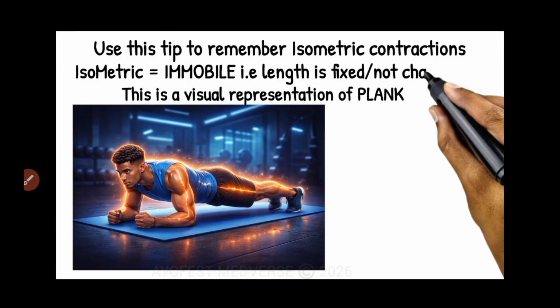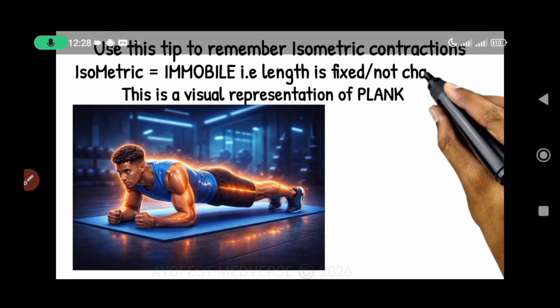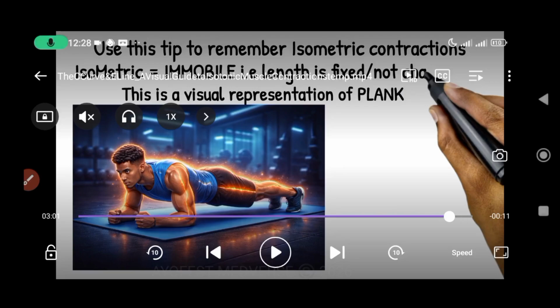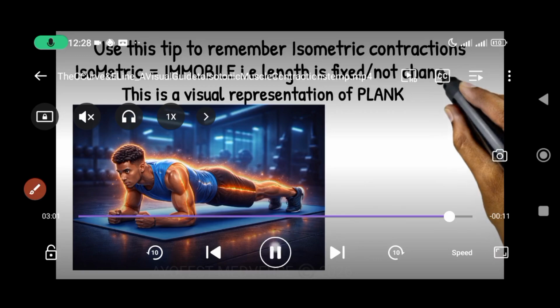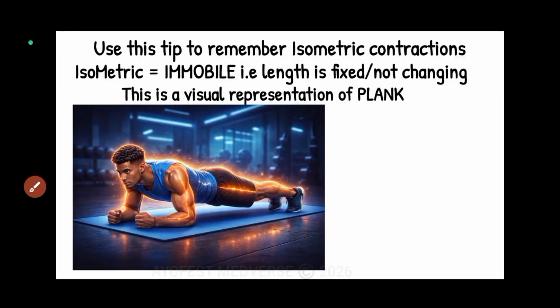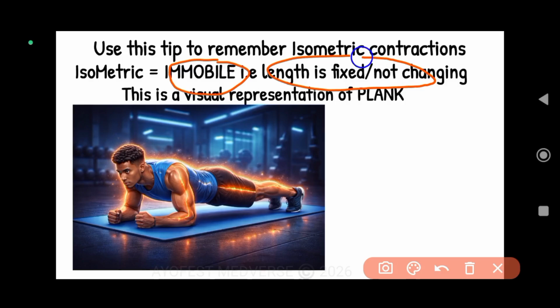But use this tip to remember isometric contraction. The I and M in isometric is going to stand for immobility, which means you are not actually changing. So the IM stands for immobility, meaning the length is fixed, isometric, same length, not changing.